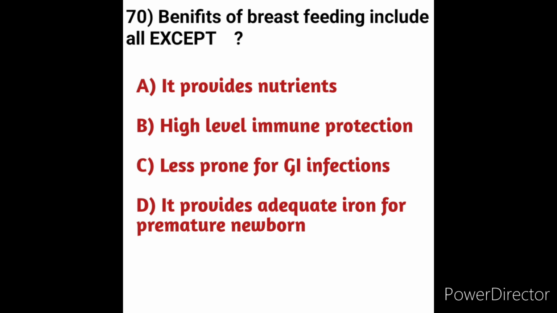So here, the benefits of breast milk are that it provides nutrients, colostrum provides a high level of immune protection, and it makes infants less prone to gastrointestinal infections. But here option D is the exception. Providing adequate iron for premature newborns is not a benefit of breastfeeding. Option D is the answer. Next we will move on to question number 71.